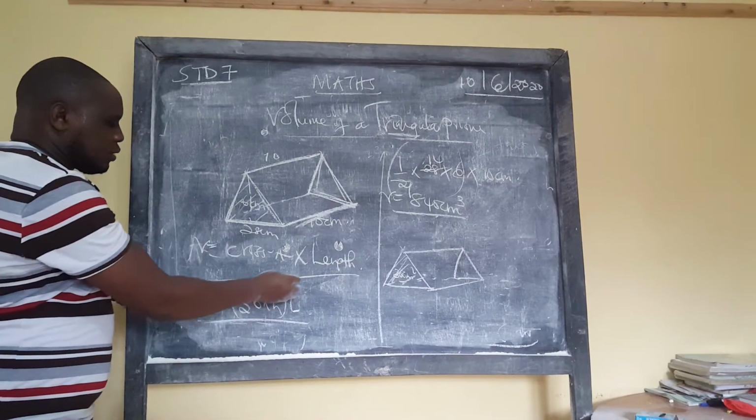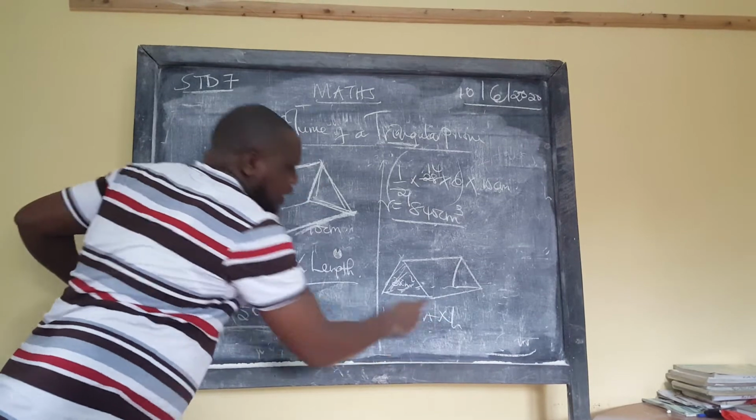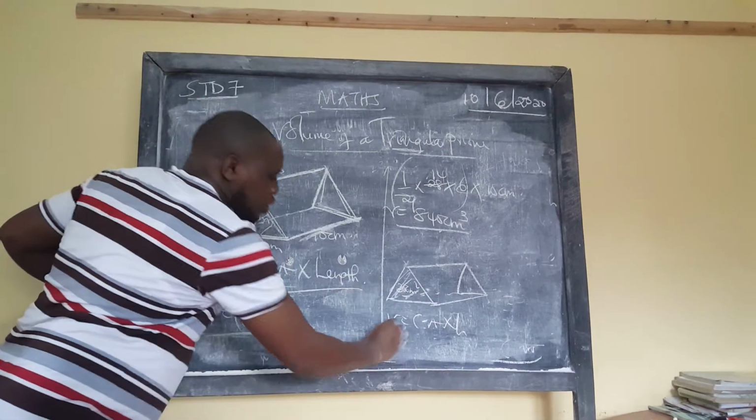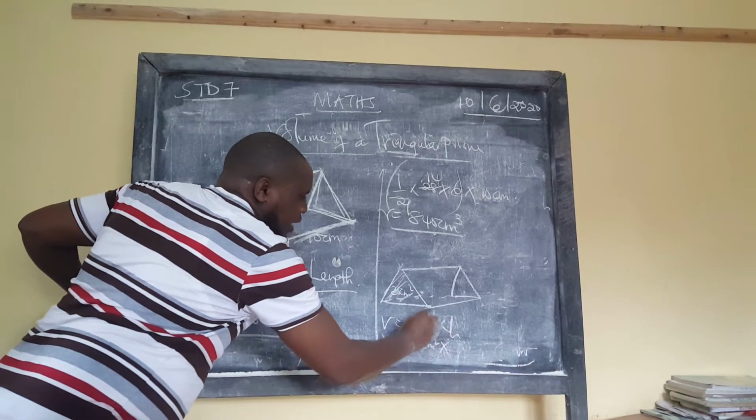Instead, you are going to pick this formula: volume is equal to cross-sectional area times length. The cross-sectional area has been done for you. So the volume is going to be the cross-sectional area, 30 centimeters squared, times the length.